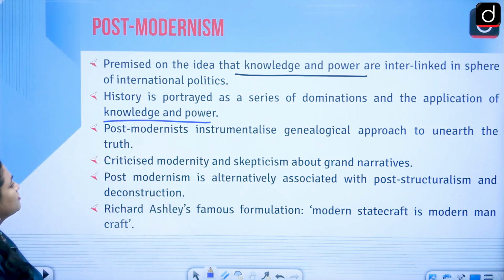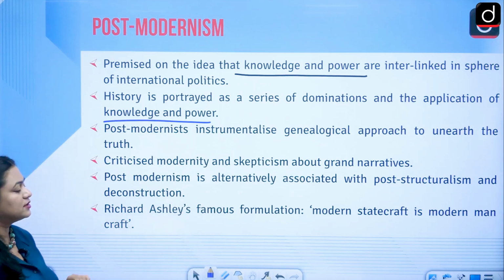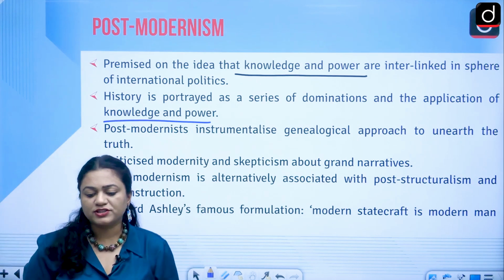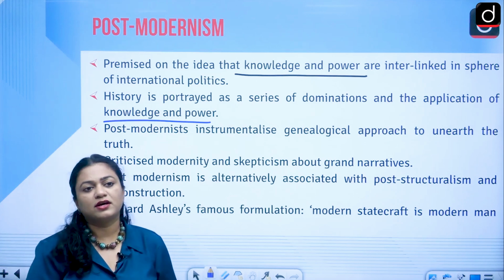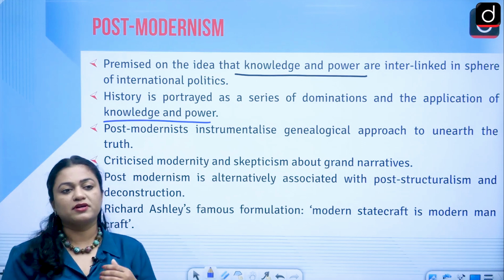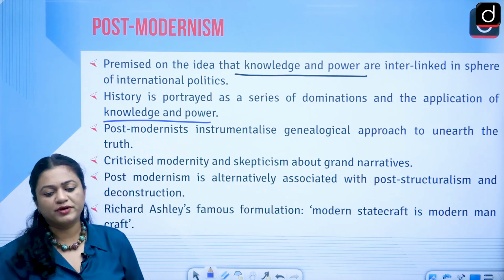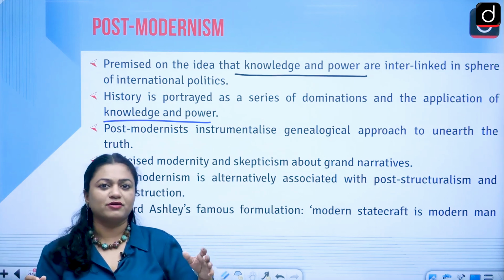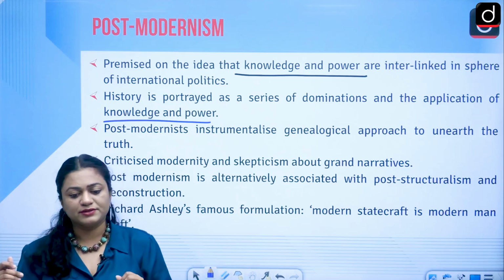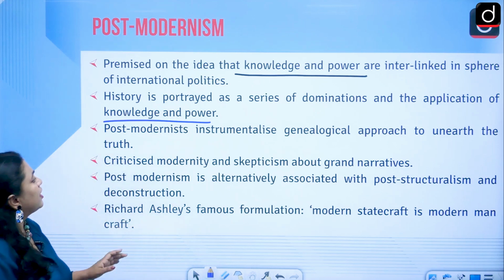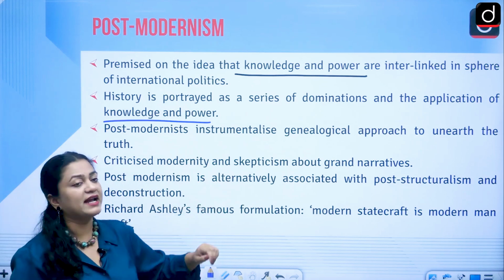Postmodernists instrumentalize the genealogical approach to unearth the truth. They are concerned with how the modern state has been equated with, or related to, the origins of violence. So they criticize modernity and are skeptical about grand narratives.